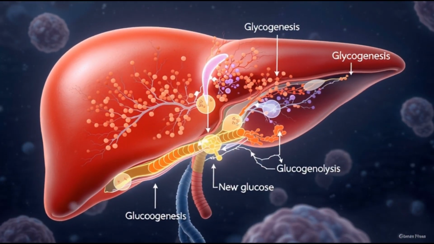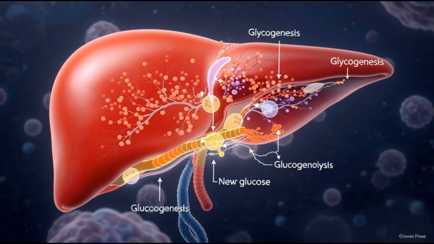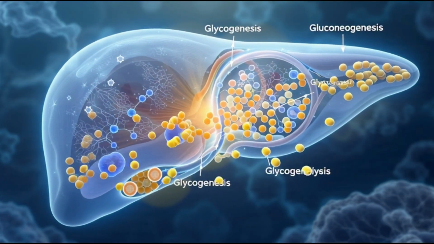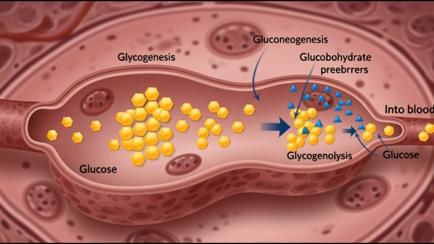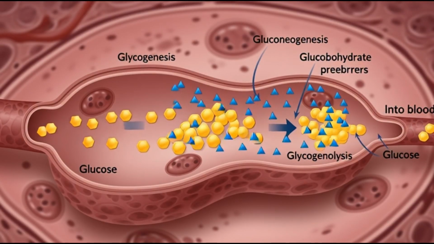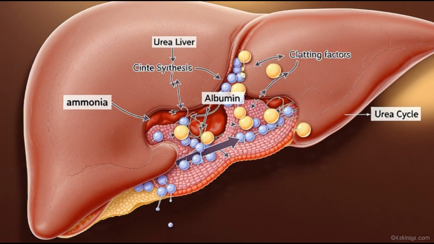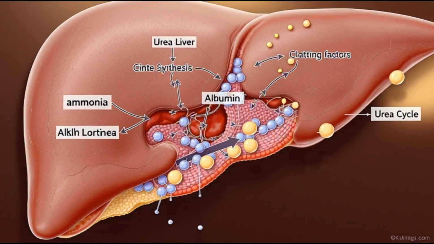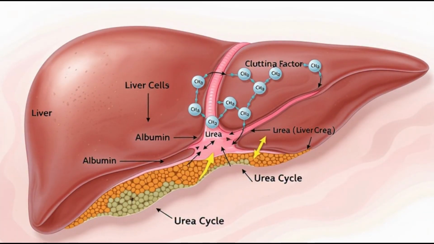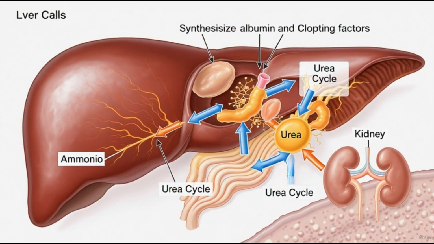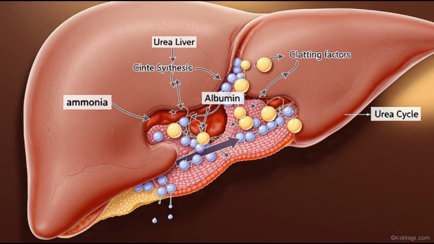Metabolic functions of the liver. The liver plays a key role in metabolism of carbohydrates, proteins, and fats. In carbohydrate metabolism, the liver maintains normal blood glucose levels. It converts excess glucose into glycogen for storage, breaks glycogen back into glucose when needed, and produces glucose from non-carbohydrate sources during fasting. In protein metabolism, the liver synthesizes vital plasma proteins such as albumin and clotting factors.